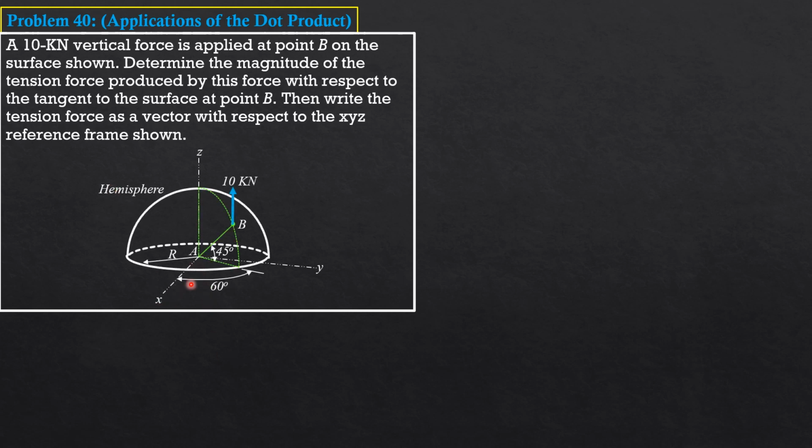So this is the X, the Y, and the Z. We have a hemisphere. This is the force, 10 kilonewtons, and it is located at B. This is 45 degrees. So the tangent at B will also form 45 degrees. So therefore, the magnitude of the component is 10 cosine of 45 degrees. Then that's the normal or tangential component.